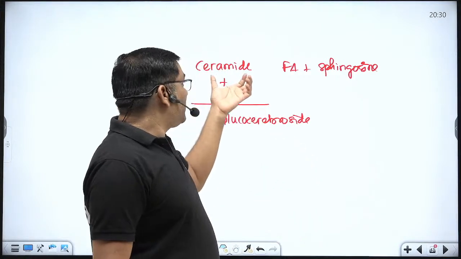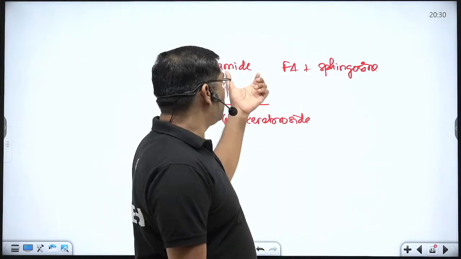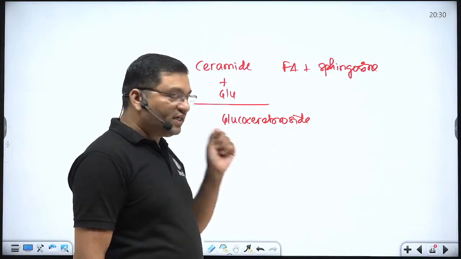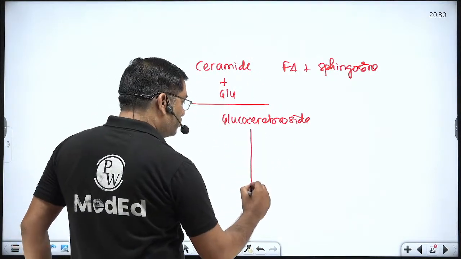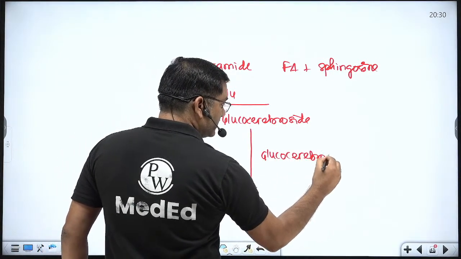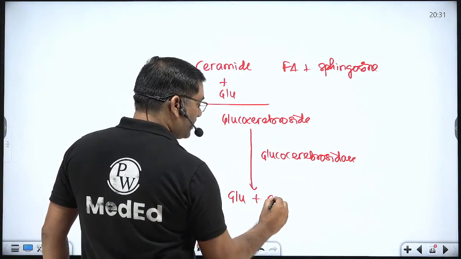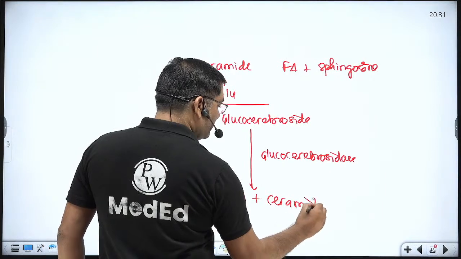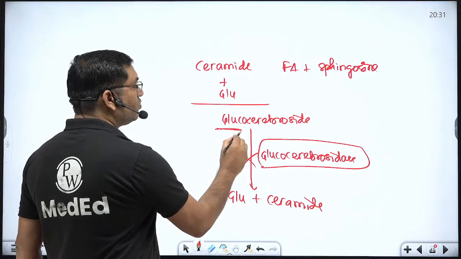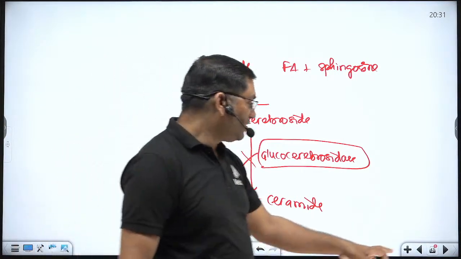When ceramide plus oligosaccharide containing NANA, N-acetyl neuraminic acid, is there, it is known as ganglioside. Glucocerebrosidase is the enzyme for degradation of glucocerebroside; it will cleave glucocerebroside into glucose plus ceramide. When there is a defect in this, it causes Gaucher's disease, with accumulation of glucocerebrosides in various tissues, specifically liver, spleen and bone marrow.